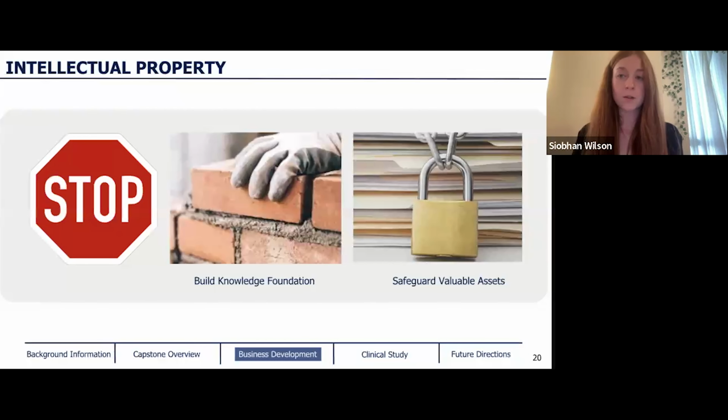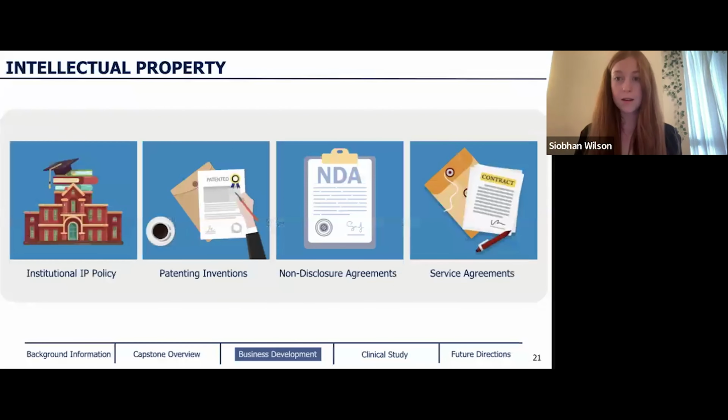Another area that we invested a lot of time into was intellectual property. Considering intellectual property is often considered the most valuable asset of a startup, it was important for us to stop and gain a strong understanding of how to protect intellectual property before we generated any. We had numerous conversations with the University of Toronto's Innovations and Partnerships Office, as well as our mentors from the Forge and Health Innovation Hub, to learn about institutional IP policies, patenting, and commercial contracts such as NDAs and service agreements. We were advised to file a provisional patent in order to secure a priority filing date.